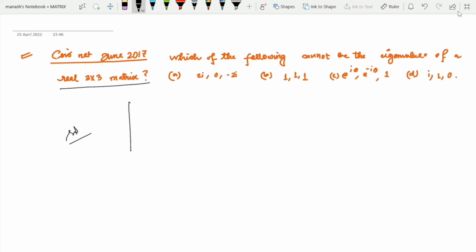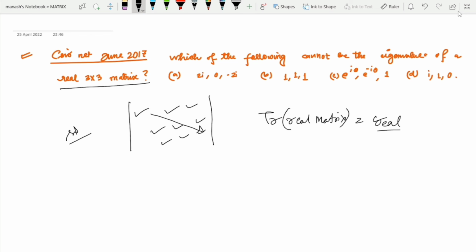Now as the question suggests, if it is a real matrix, the elements are real, right? That means the trace of the matrix will also be real. Trace of a real matrix is also real, right? So these are the eigenvalues. Then what would be the trace? The trace would be the sum of these eigenvalues. So as the eigenvalues are given in the options, the correct option would be the one where the sum of the eigenvalues is real, because I am dealing with a real matrix. So out of these options, the option that would not give the sum of the eigenvalues equal to real would be the correct option, right? Because the trace is the sum of the eigenvalues.